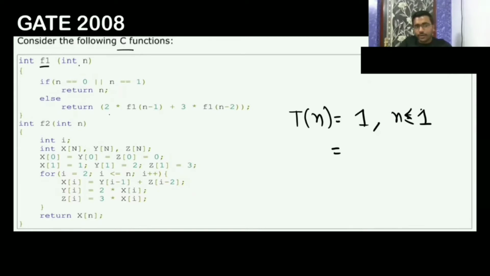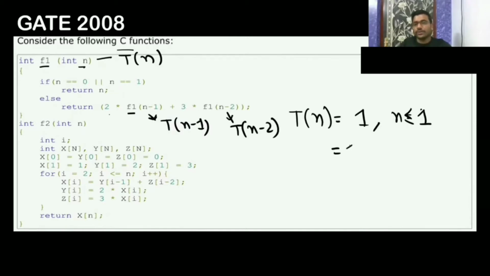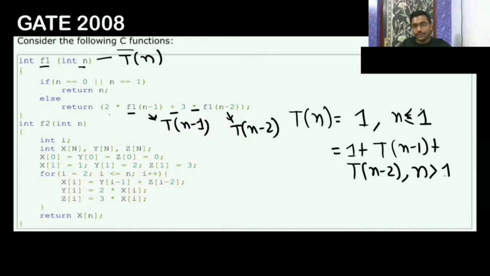See, if the time complexity of f1 on input n is T of n, then for f1 on input n minus 1 the time complexity will be T of n minus 1, and for f1 of n minus 2 it is going to be T of n minus 2. Now they are doing some multiplication and addition, so this is going to incur constant time. So it is going to be 1 plus, and why 1? Because the multiplication and the addition take constant time. And because of the function calls, it is going to take T of n minus 1 plus T of n minus 2. So this is the recurrence relation we got, when n is greater than 1.